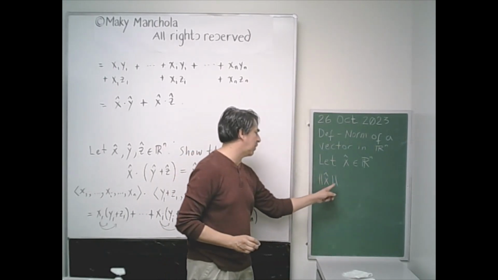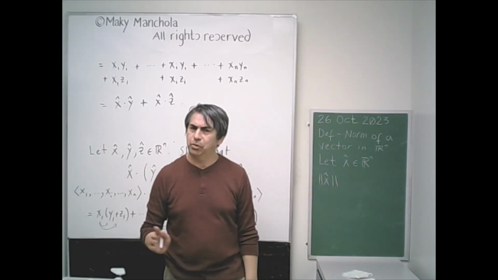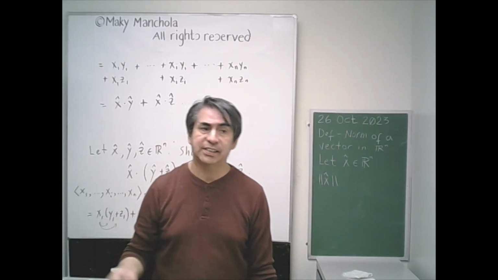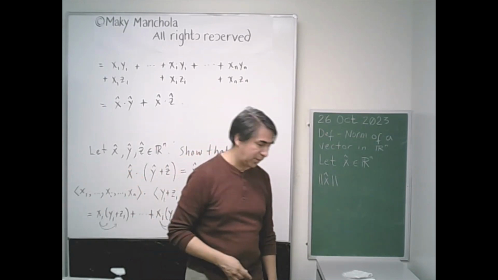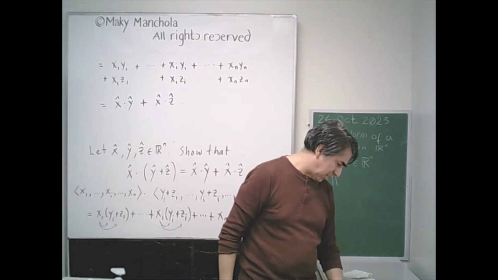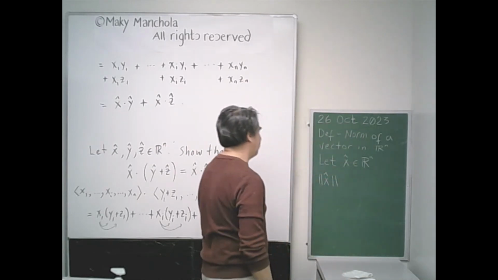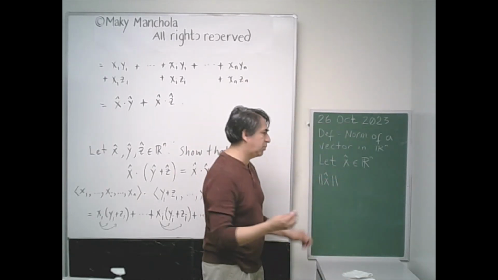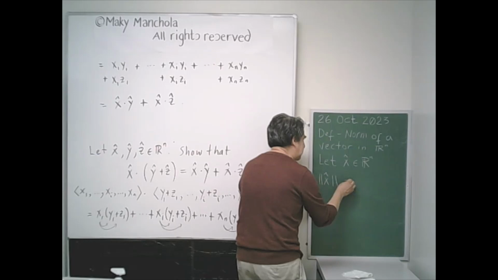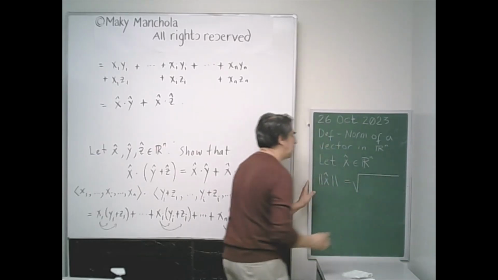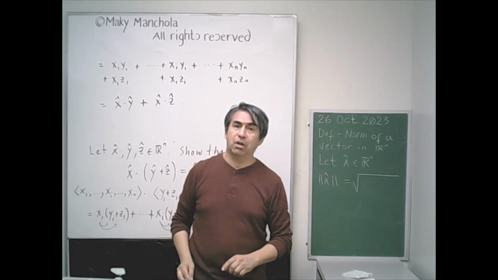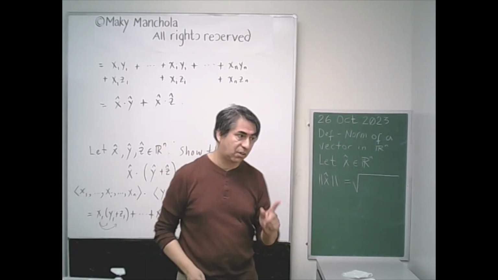So there are two parallel bars surrounding x hat, but you pronounce it the norm of x hat, or the norm of x if you don't like saying hat, is given by the following formulation. The norm of x hat is the square root of the dot product of x hat with itself.